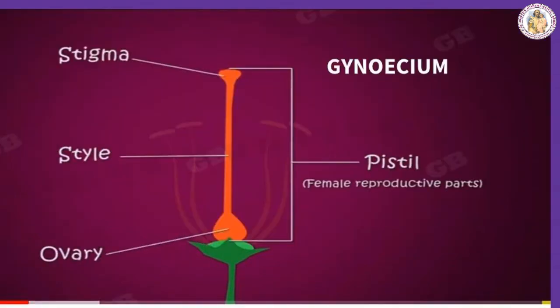Next one is gynoecium. It is the female part of the flower which is made up of carpels. There are three parts. The downward part is called the ovary. The middle part is the style. And the topmost region is the stigma. All three parts together are called the gynoecium. It is the female part of the flower.